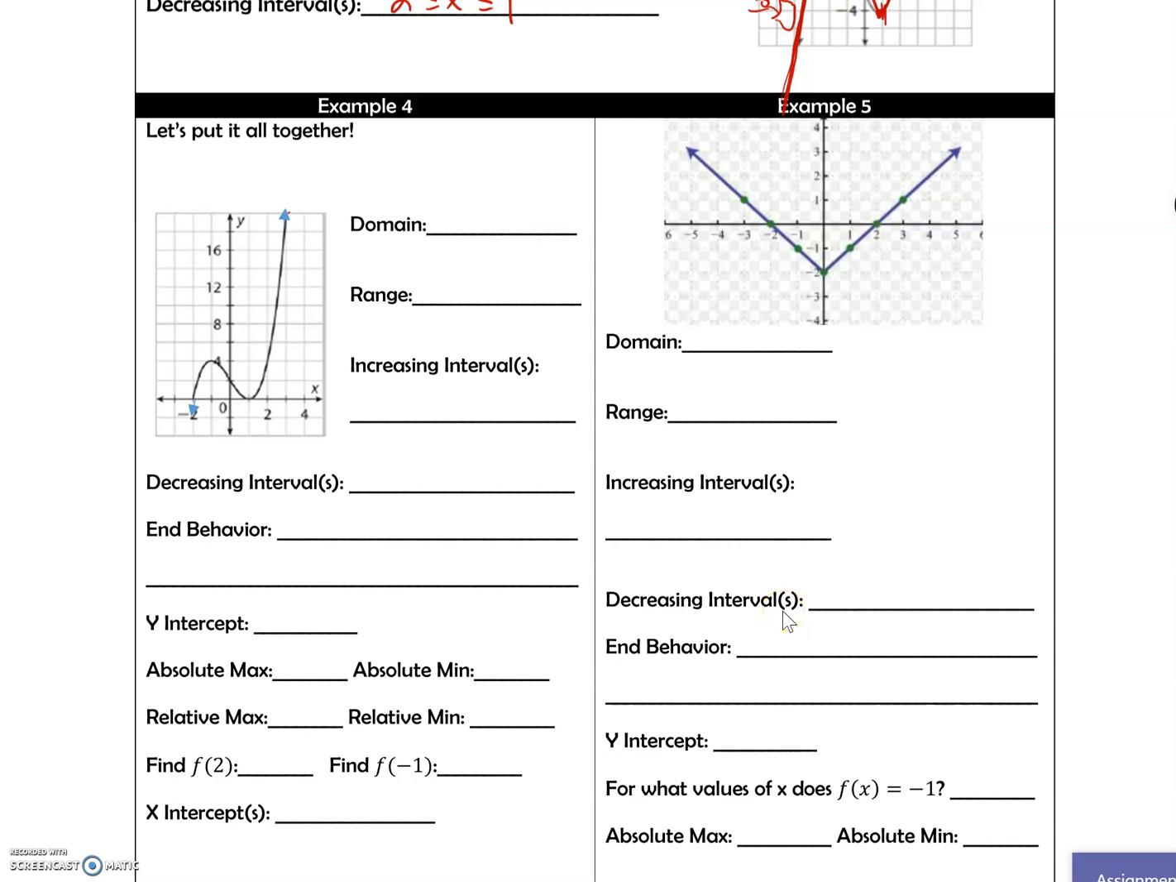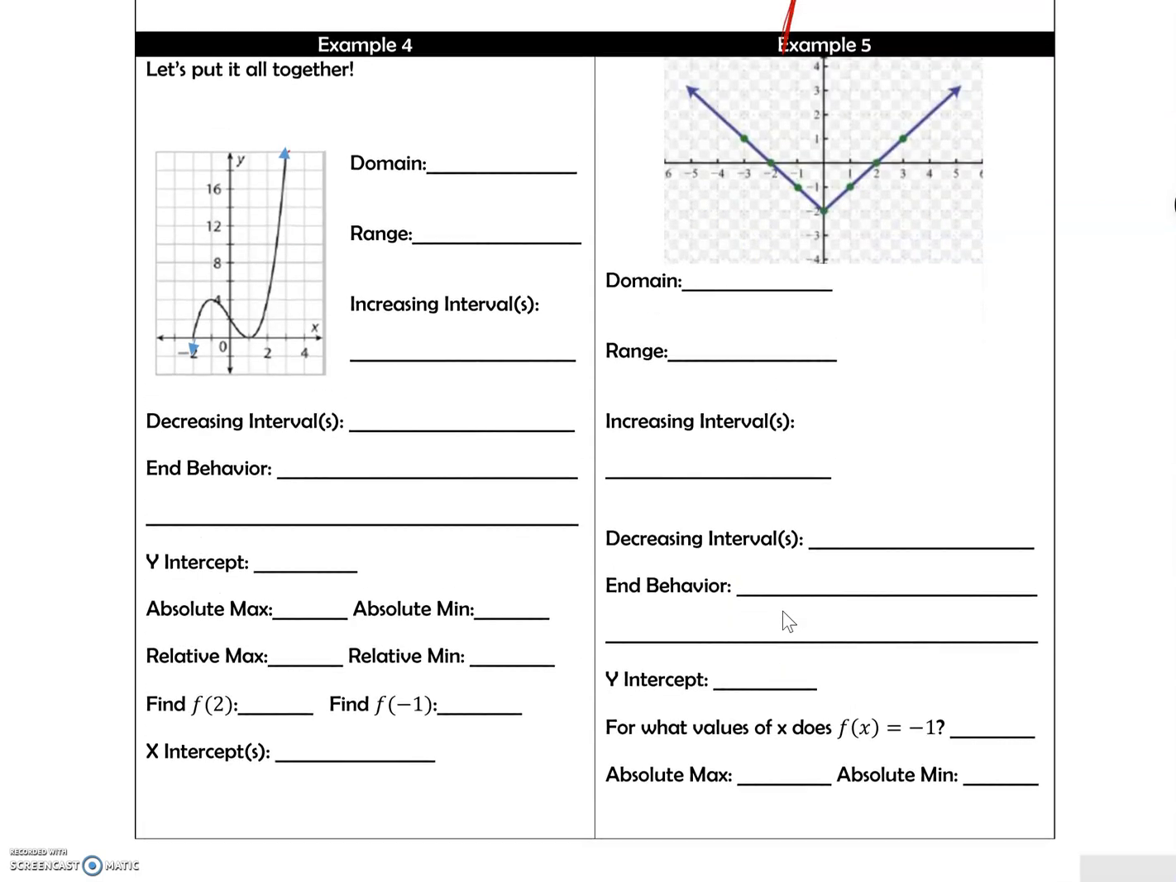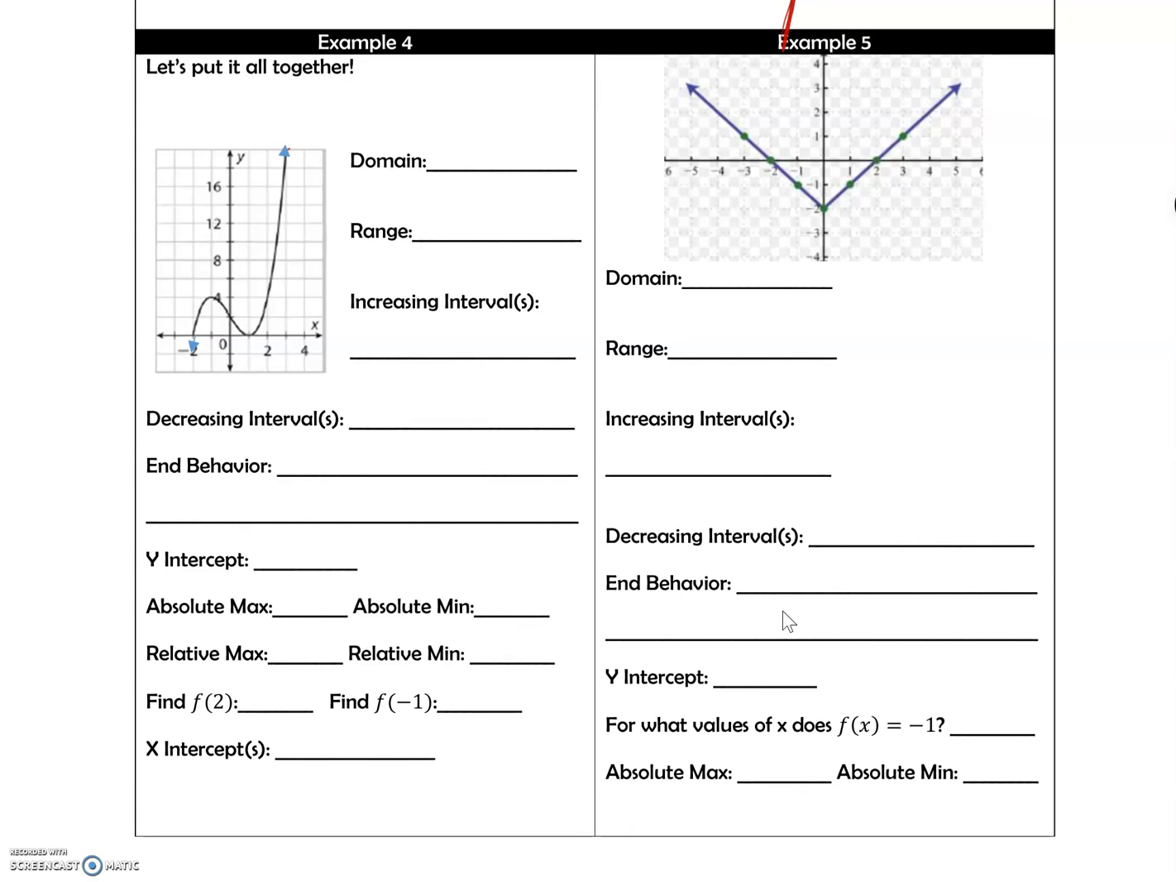All right, Algebros. We are going to be talking about example 4 and 5, and we're going to be putting together all the information that you have discussed either in this class or in Algebra 1. We're bringing it all together. So domain, if you don't remember, domain is the x values.